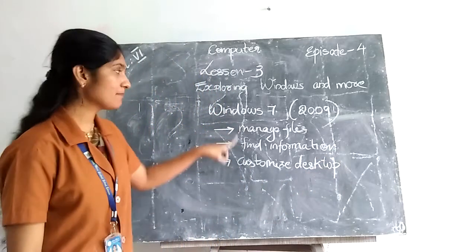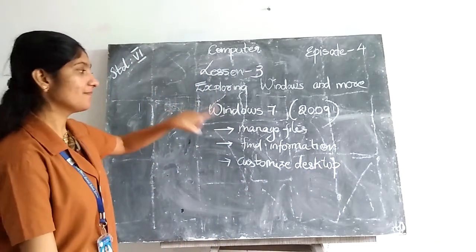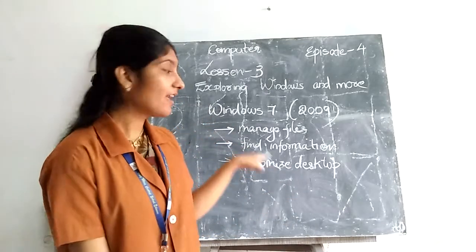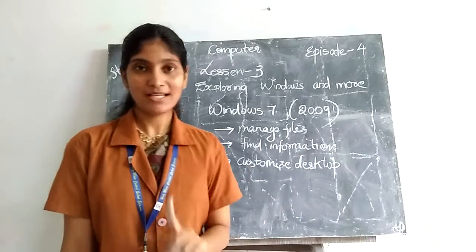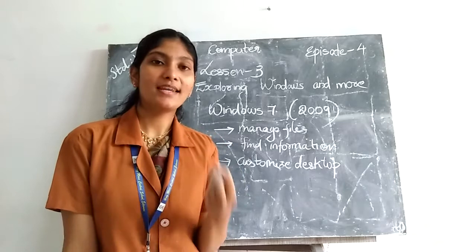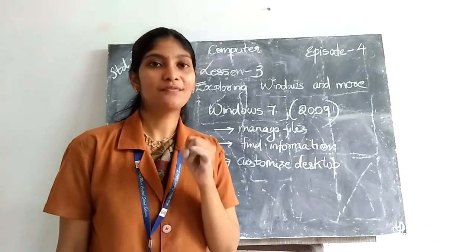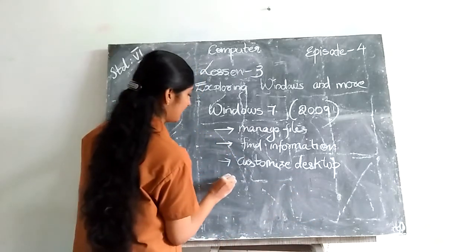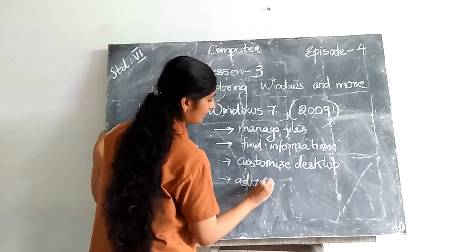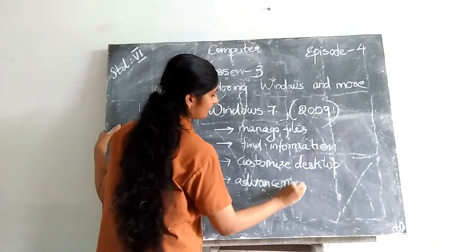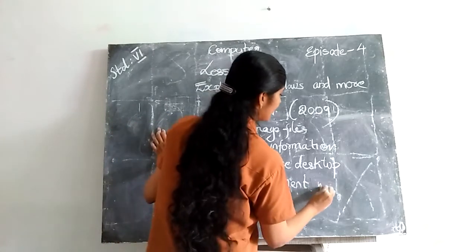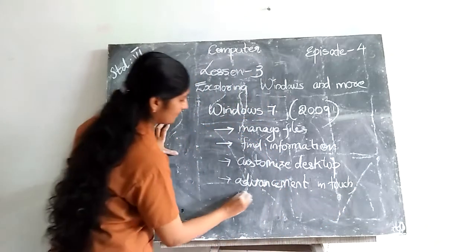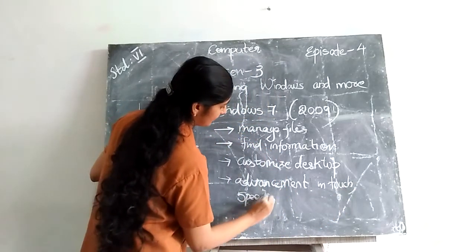So these are the main 3 points in Windows 7. First, we can manage the files very easily. Then we can find the information, and then we can easily customize the desktop. Then there are also other features like advancements in touch, speech and handwriting recognition.